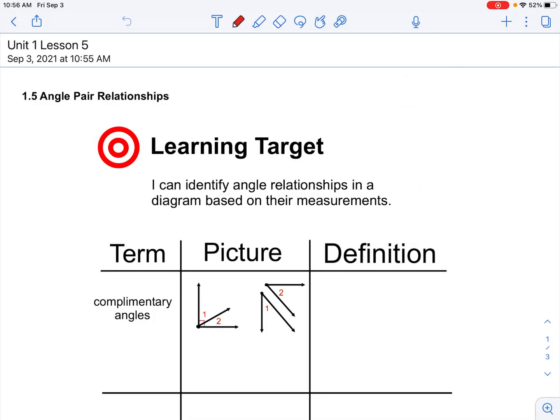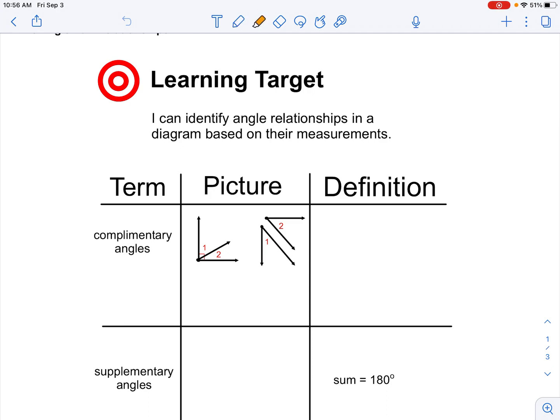All right, we got unit 1, lesson 5. Like we said at the beginning of this unit, geometry is a lot of vocabulary. So let's dig into some of this vocab, okay?